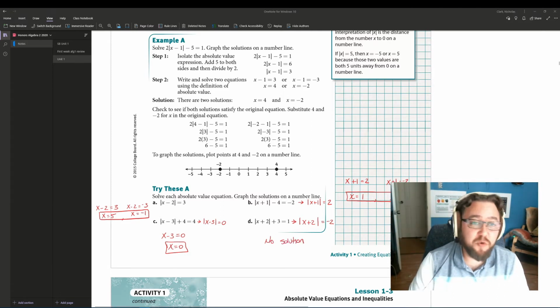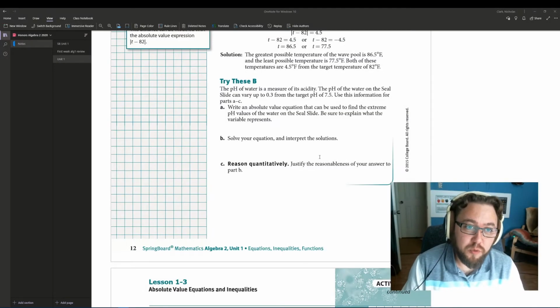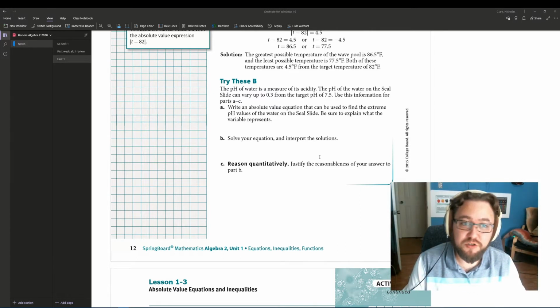Like I said, the reason that there's no solution is because that's impossible. I think that "no solution" is actually easier to write than "impossible." I always like to try to throw in a real world problem where I can. So let's take a look at the Try These B about the pH of water.